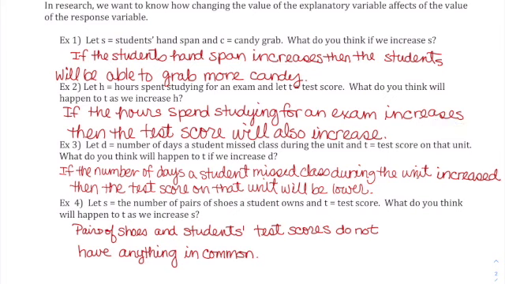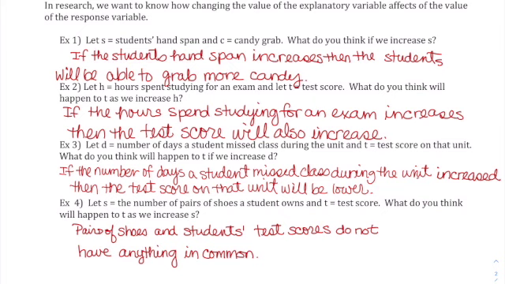In this case, I also want you to understand that S is the explanatory variable and the candy grab is the response variable. Same thing here: there's an explanatory variable and there's the response variable.